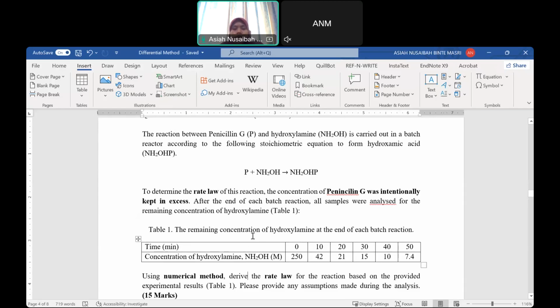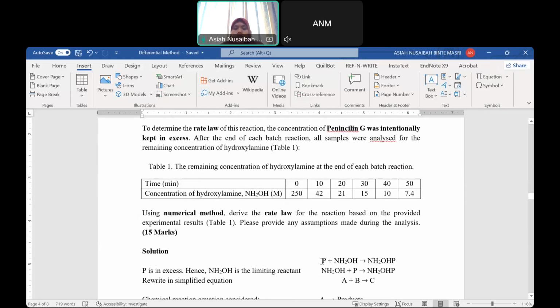Okay, we have already highlighted the important steps. Similar to question 1, we have to find the rate law parameters, but in this case, we have 2 reactants and 1 product. Additional info: penicillin G was intentionally kept in excess, it's already in excess. So if we rewrite the chemical reaction equation, since P is in excess, then NH2OH is the limiting reactant. So we can rewrite it as NH2OH plus P to get the product. And we rewrite it as a simplified equation.